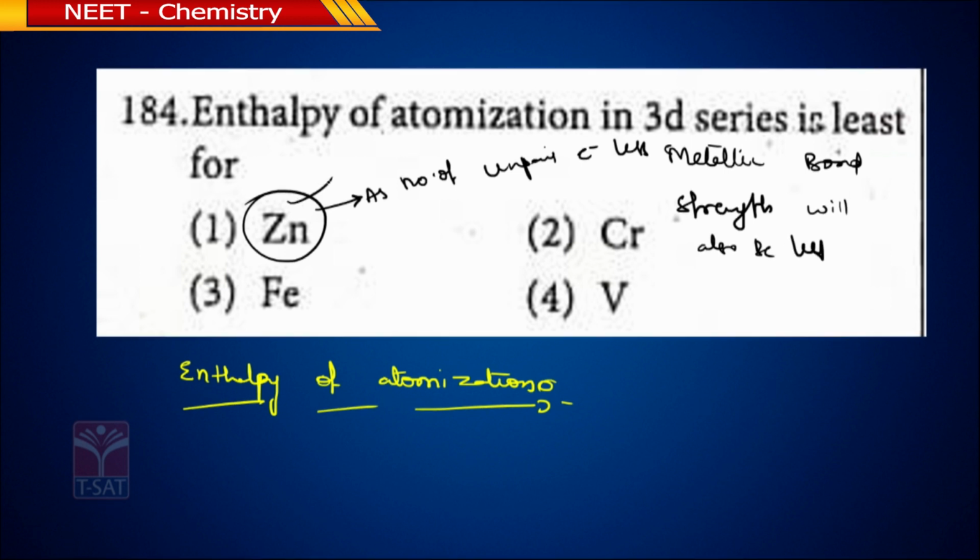Here, when you take zinc, you don't even have any unpaired electrons. That is why zinc doesn't form a strong metallic bond. So, it forms a very weak metallic bond, and its atoms can be formed very easily with less energy. That is why the enthalpy of atomization of zinc will be very, very less. Okay.